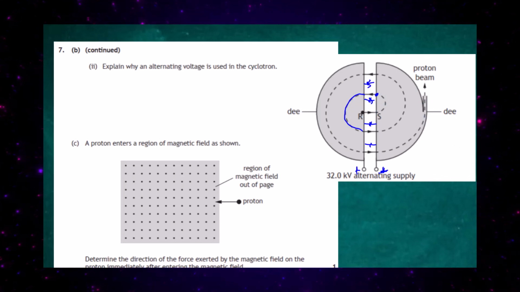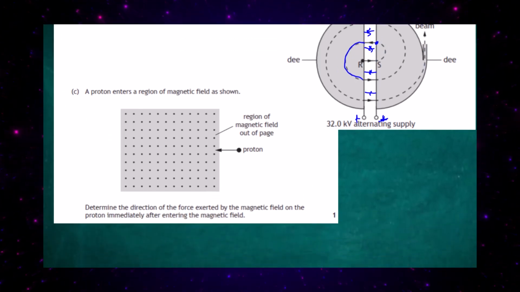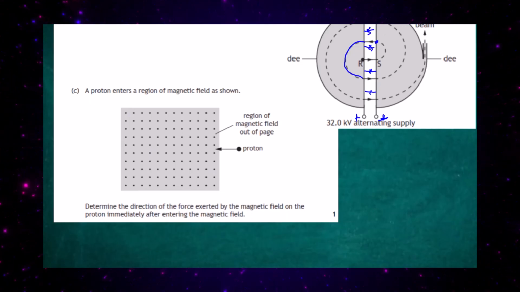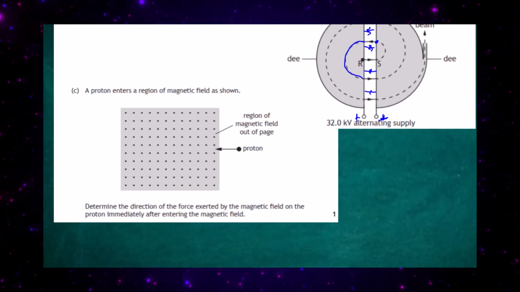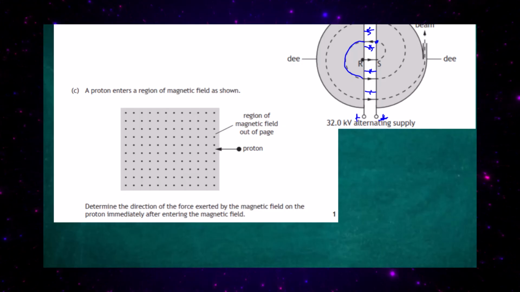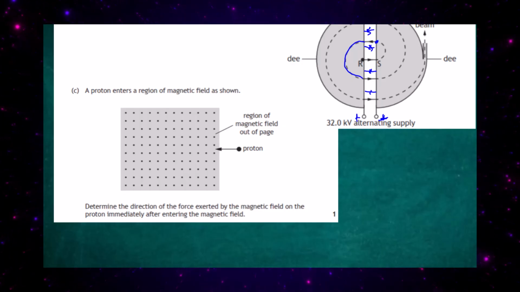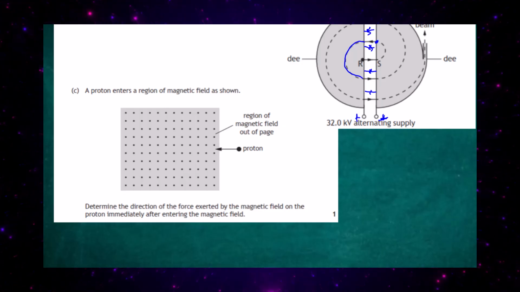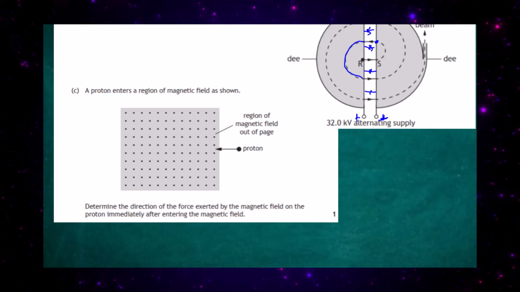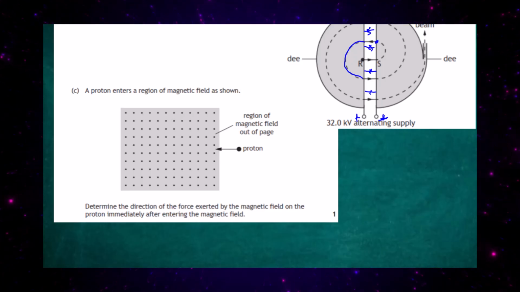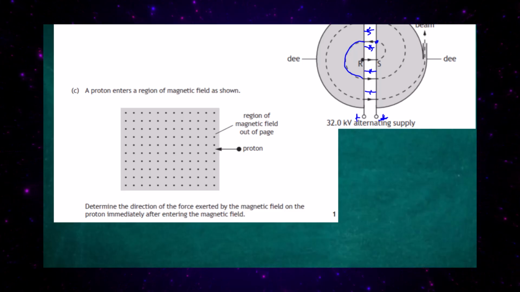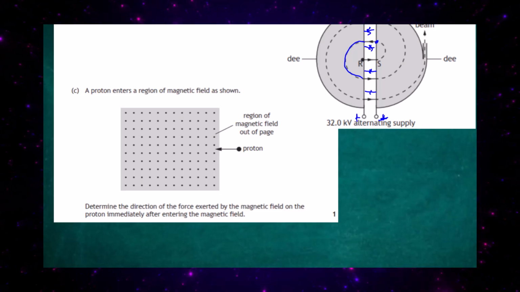Now part C is what we've been talking about then. It says a proton enters a region of magnetic field as shown, and we've got to determine in what direction it's going to be bent. It says determine the direction of the force exerted by the magnetic field on the proton immediately after entering the magnetic field. Now we've got a choice here of using the right hand or the left hand.